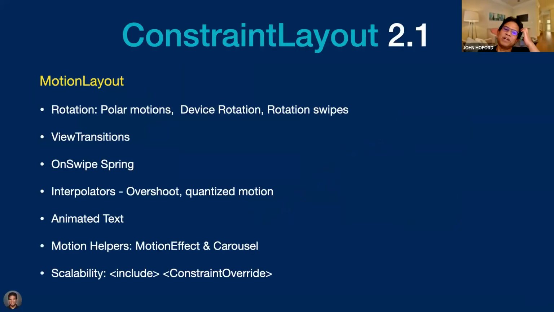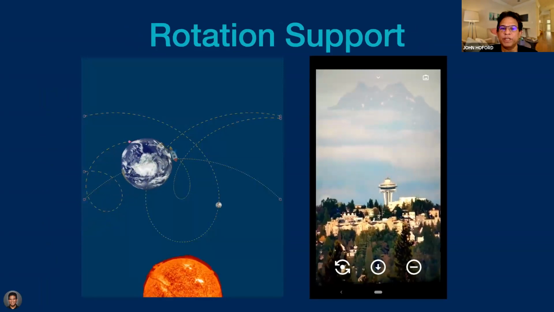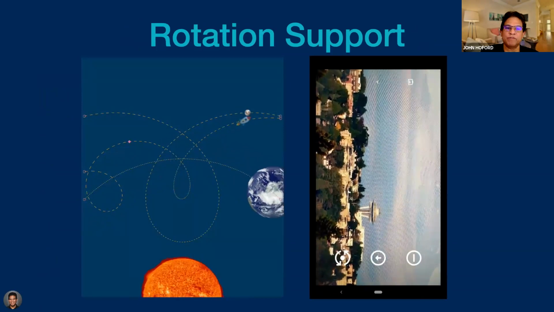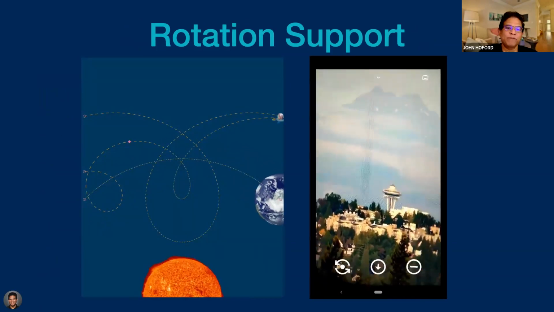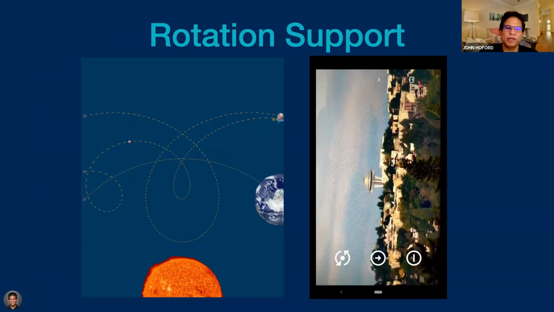So in the MotionLayout part of ConstraintLayout 2.1, we added a lot of things. The whole idea was to try and fill it out and make it very full featured. I'll just show a few highlights. One of the things we added was a lot of rotation support, being able to define constraint sets for when your phone is rotated, and being able to have polar coordinates of things.